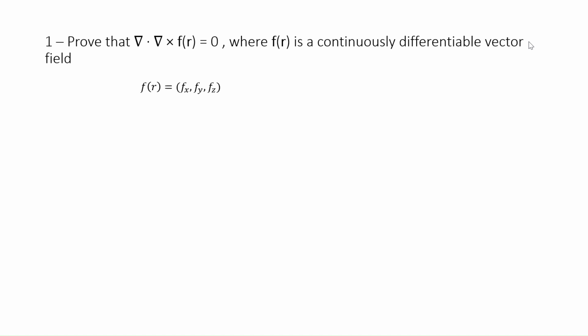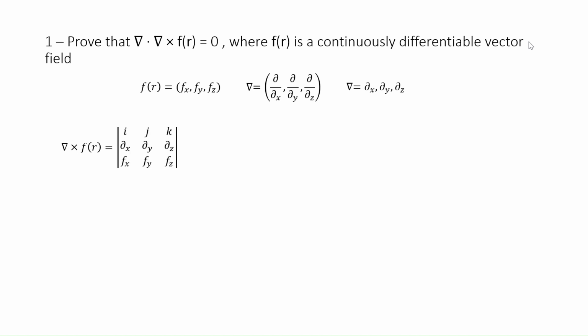So fr is our vector field, which has components in x, y, and z, and del is the derivative in the x direction, y, and z direction, but to save me time, I'm going to be writing it like this, so don't get confused, it just saves me having to write the fractions. The first thing we need to do is find del cross fr, and this is just a cross product which looks like this.